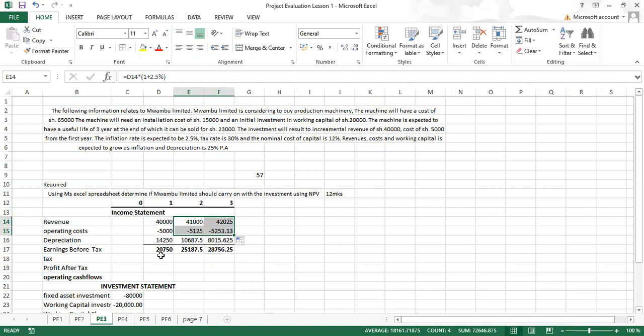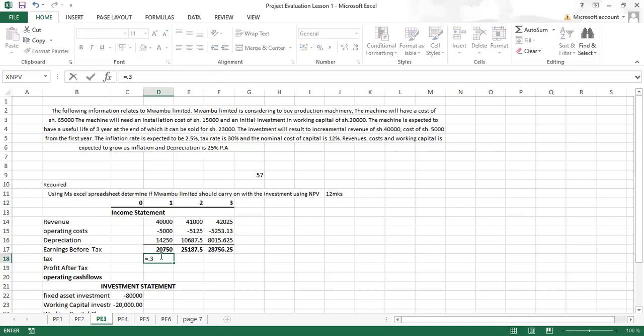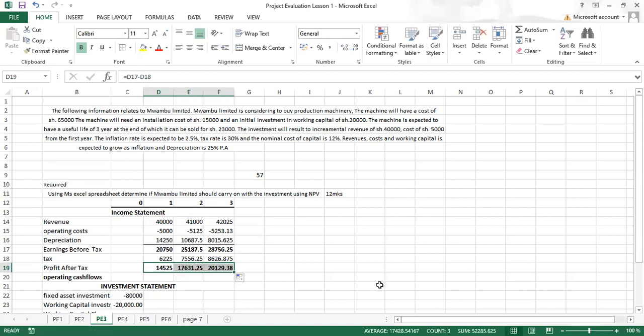Then the tax was 30%, equals 0.3 times the earnings before tax, control enter. That is the tax. Then we come to profit after tax equals the above minus tax, because tax is positive, control bold to bolden, alt HBP, put a top border, and to drag along.